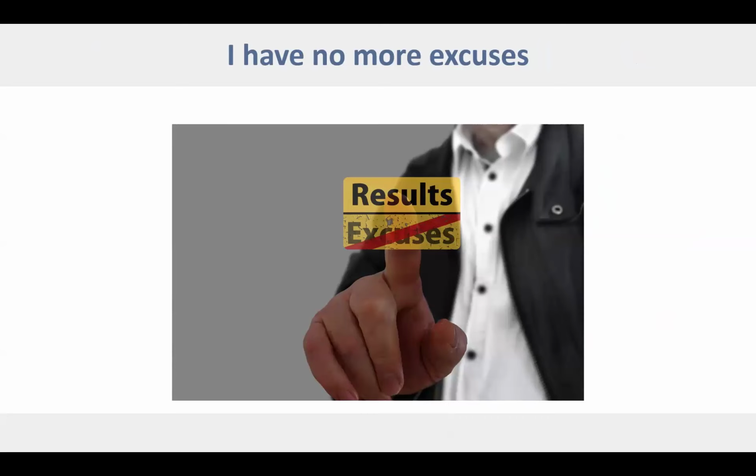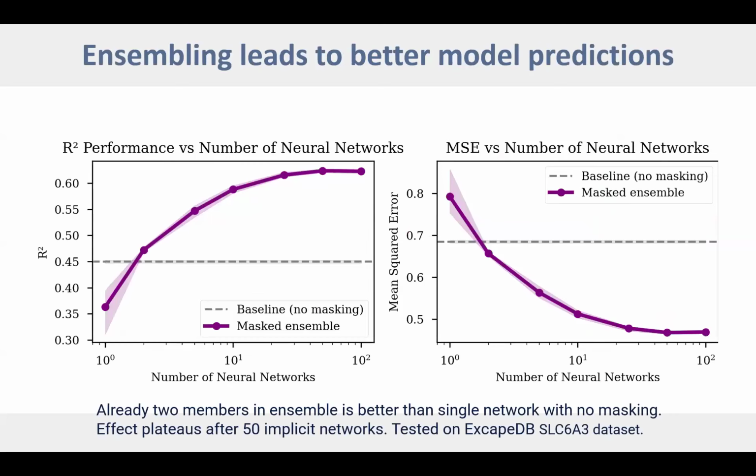Let's go to some of the results. How does it look when we do it like this? The first experiment was to see how we compare to a single neural network without masking. Do we improve our performance? And we do, quite markedly.